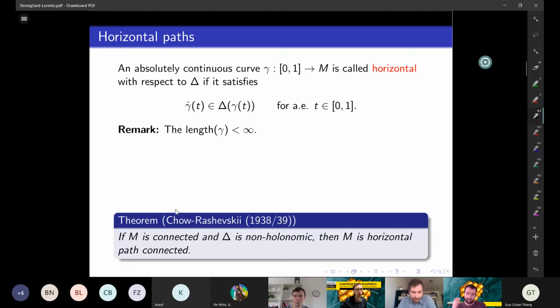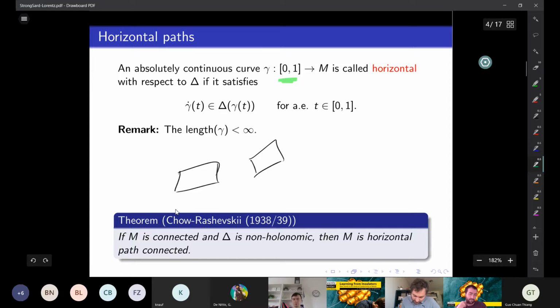So they're going to be absolutely continuous curves. This is just so that we can compute their length. We're going to call them horizontal with respect to delta if whenever we can differentiate, the derivative is in the distribution at that point, for almost all t. In particular, since it is defined over a compact set and it has a length, the length is smaller than infinity. This is a consequence of the definition that we're giving here of horizontal path. What we can imagine is that at every point we'll have some distribution, and the curves that we are interested in are always going to be tangent to them.